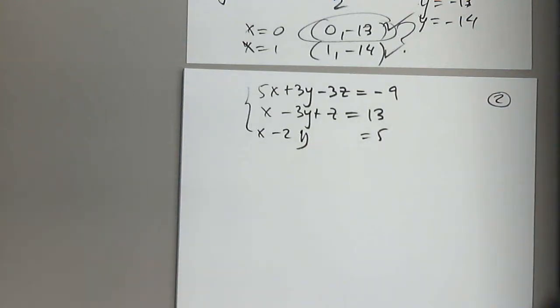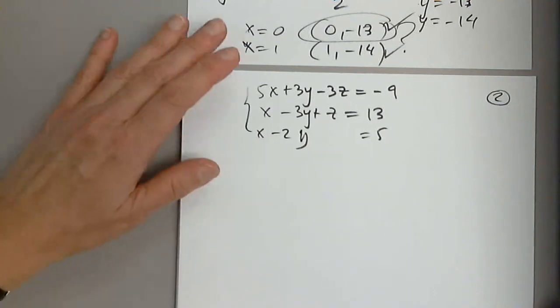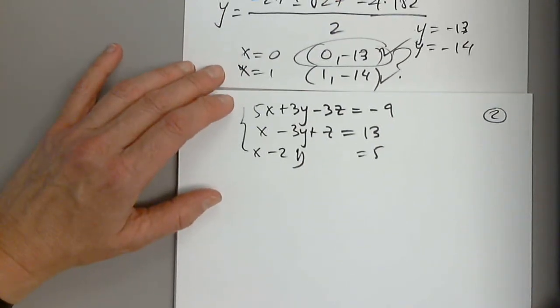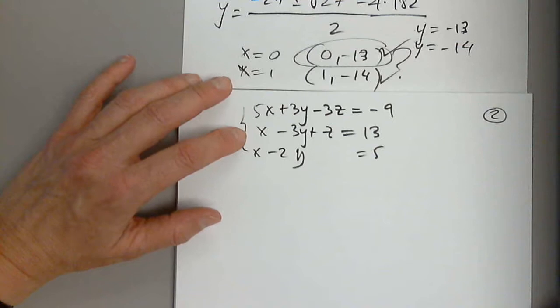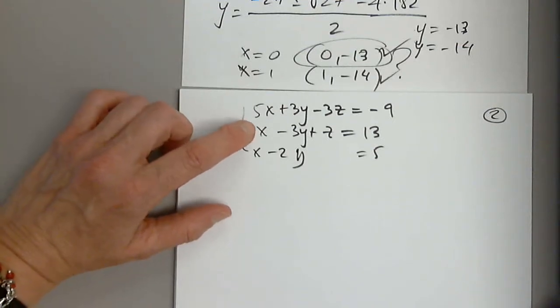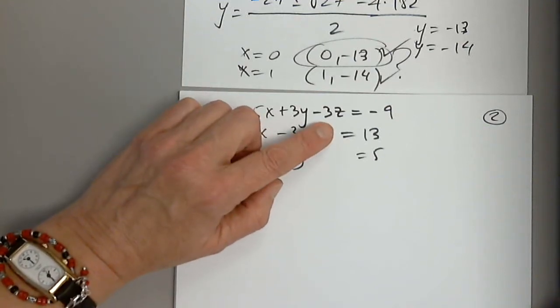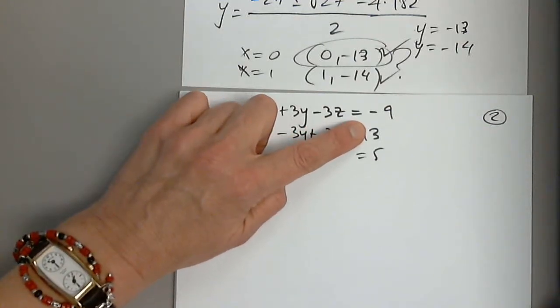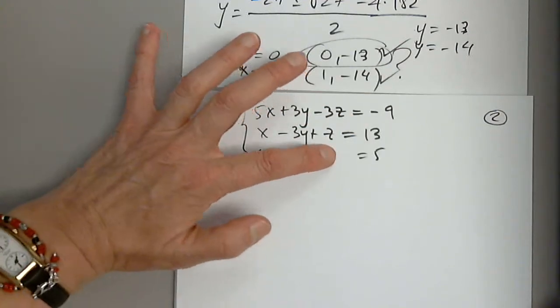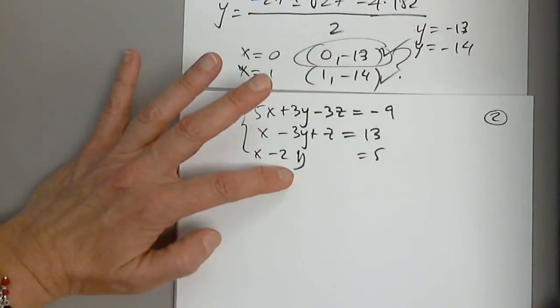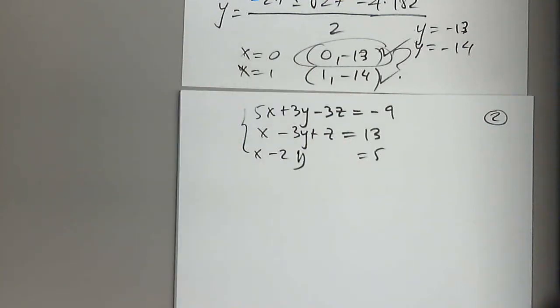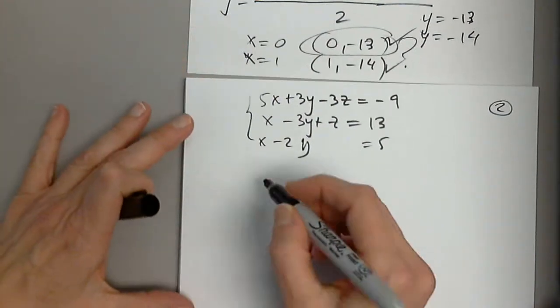I'm going to read it back to you. Just make sure, from wherever you copied it, are you sure you copied it correctly? Yes, x minus 3y plus z. That's right. Okay, so let me read this back to you. 5x plus 3y minus 3z equals negative 9. x minus 3y plus z equals 13. And x minus 2y equals 5. Very good. Thank you.